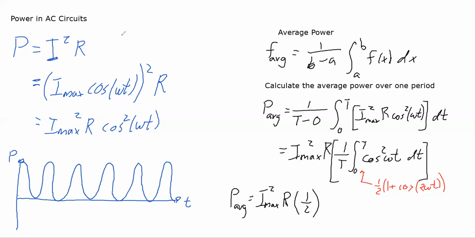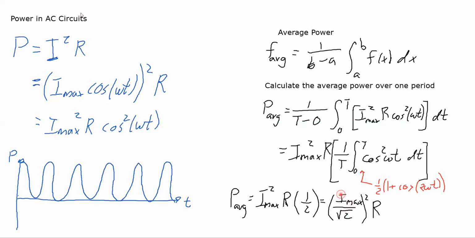All right, so this is what we get. P average equals I max squared R times 1/2. But I could rewrite this another way. I could rewrite it like this. Isn't that the same thing algebraically? Okay, so what we're going to do with this, right here, I max over square root 2, I'm going to call this a different I.